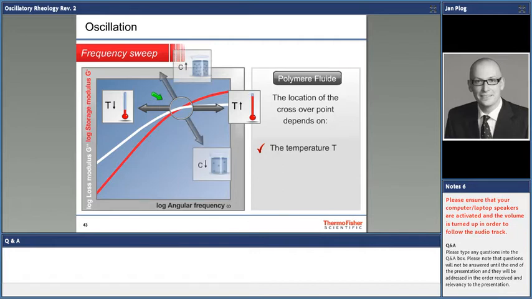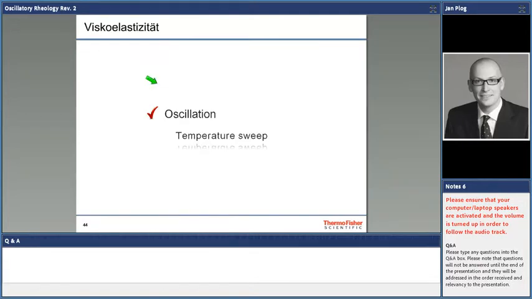And concentration, of course, has the same effect. High concentration for one and the same polymer means higher moduli itself, shifted to lower crossover frequencies, and vice versa. So this is really important. Keep that in mind. It's something you really can tinker around with.